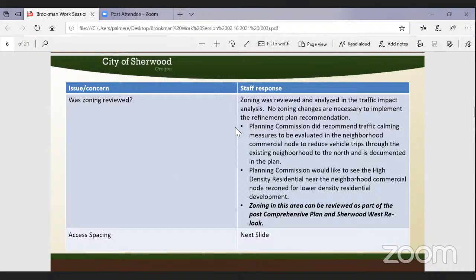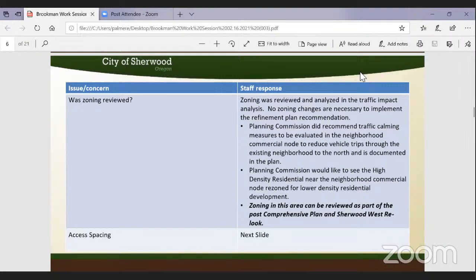So was zoning reviewed in this process? Zoning was analyzed. It was taken into account in the traffic impact analysis, and there were no immediate red flags in the issues with Brookman retaining its current alignment.